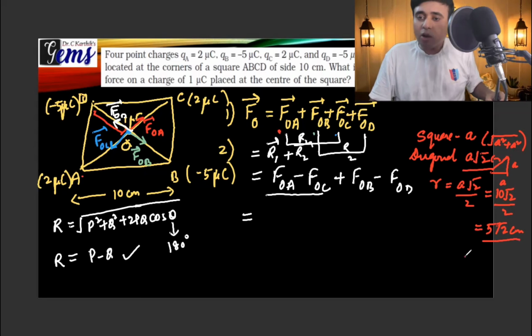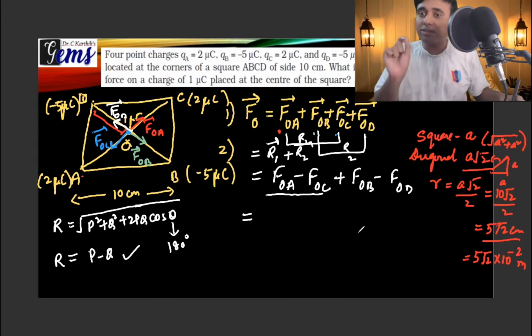Or in meters, how will I write? 5 root 2, because I have to use SI units, 5 root 2 into 10 raised to power minus 2 meter. Similarly, the charges are given in micro. Micro is 10 raised to power minus 6. You have to remember that 1 micro is 10 raised to power minus 6. So you need to change this too.